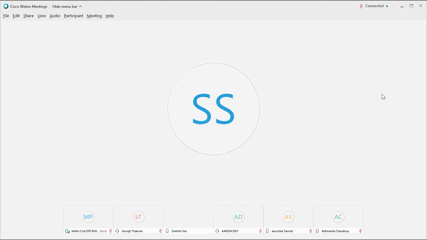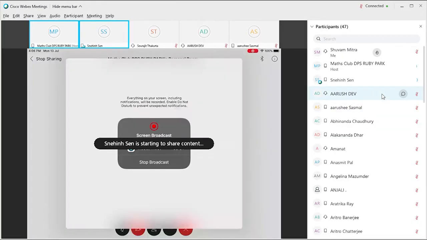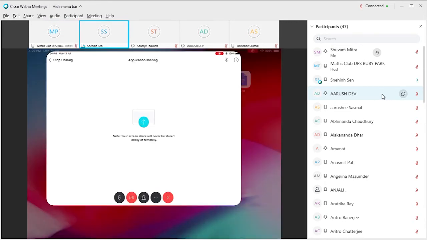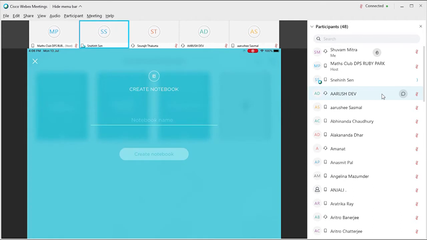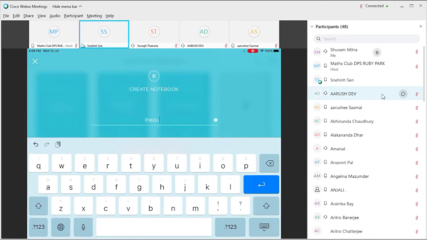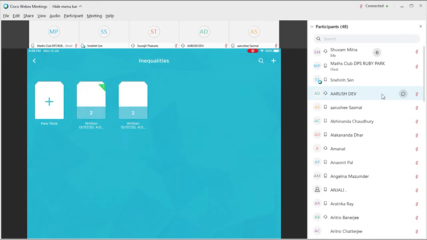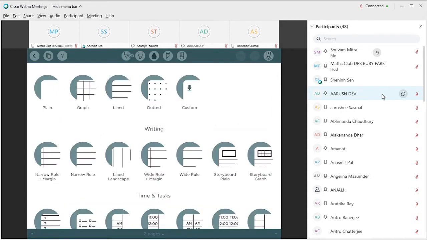Actually, I'll try to share my screen over here. Kwanit, if you could just tell me whether it's actually getting shared as I start. Just a second. Yes, I can see. It's getting shared, right? So just a second over here. Let's call it inequalities. Really sorry over here.